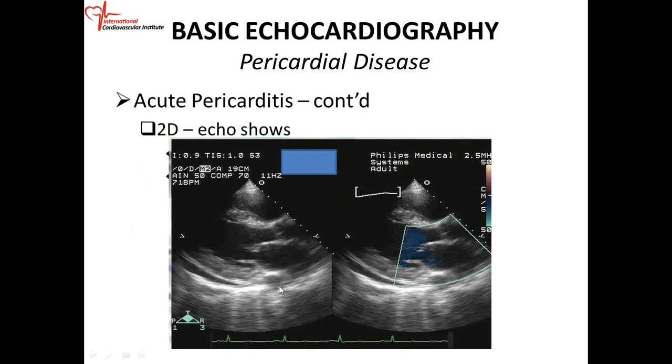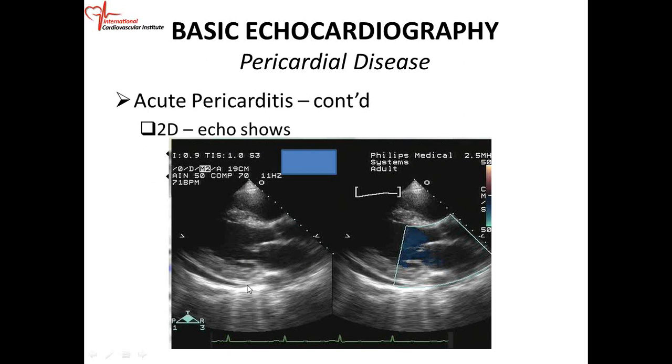This is the descending aorta. Your mitral valve: this is the anterior leaflet and the posterior leaflet of the mitral valve. This is the left atrium. Your aortic valve is closed right there. This is the aortic root and the ascending aorta, and the right ventricular cavity.